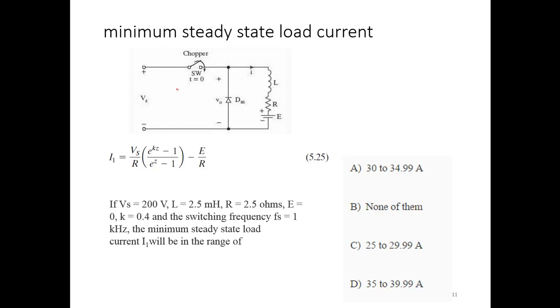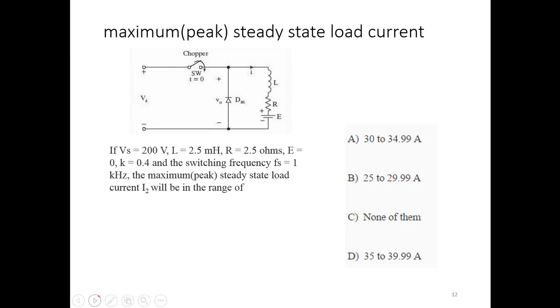Vs is given, R, L, and E are given there. The key is 0, K is given there. You have been asked to find the minimum steady state current I1. You should be able to calculate it out. How much is that? Because you know that equation, you can find out how much the minimum current would be like this.